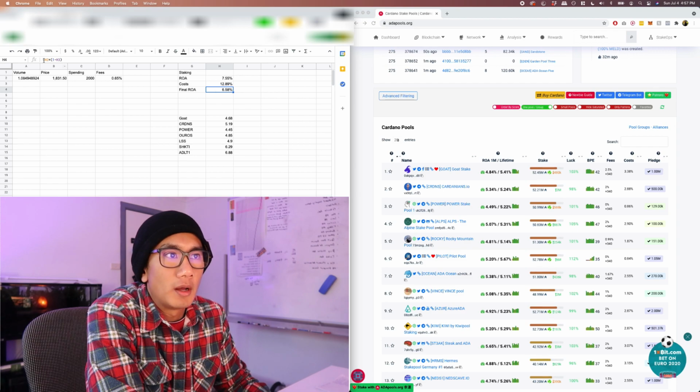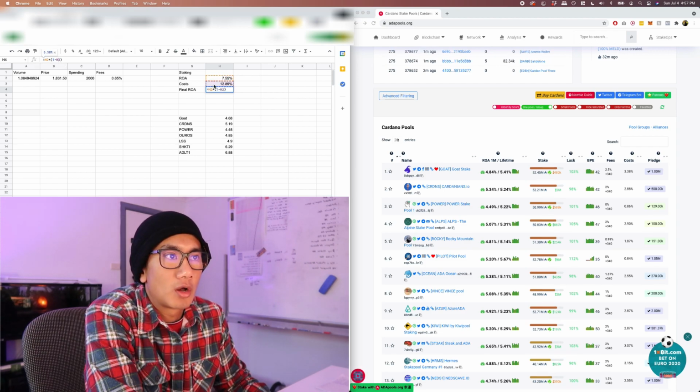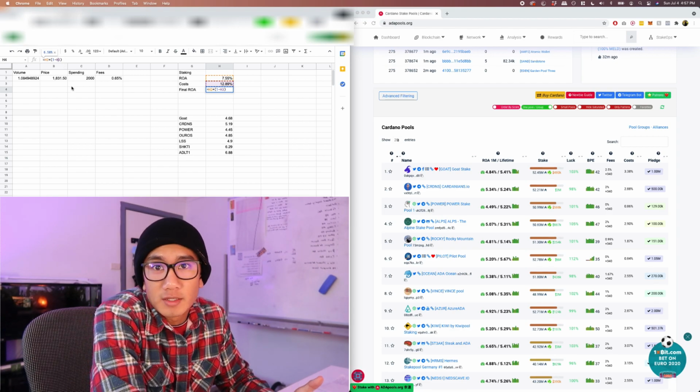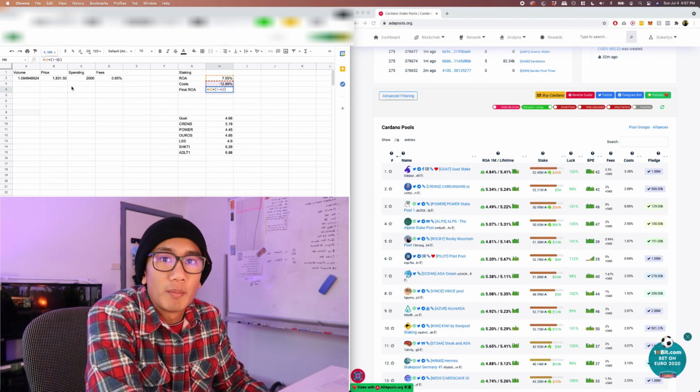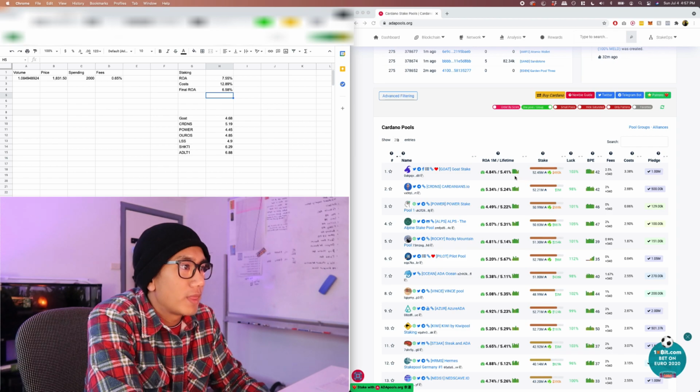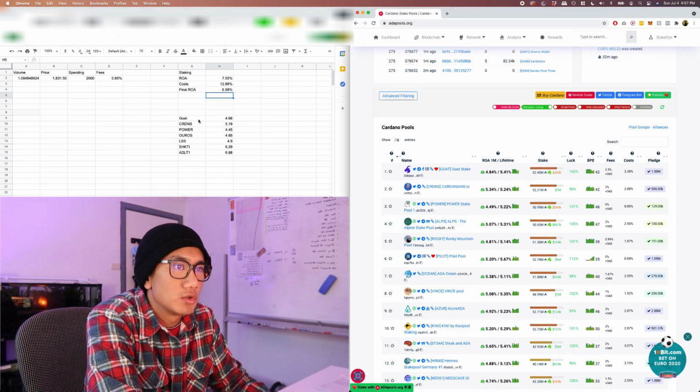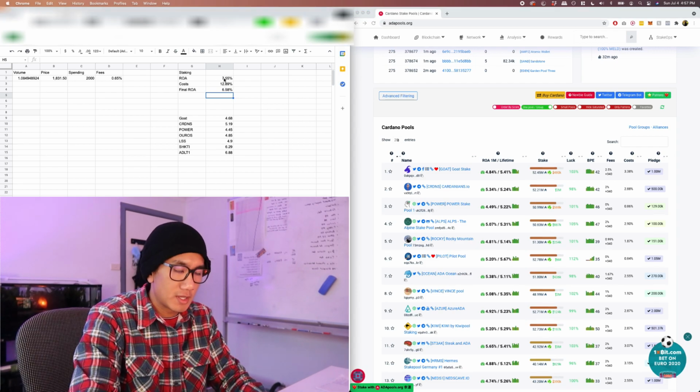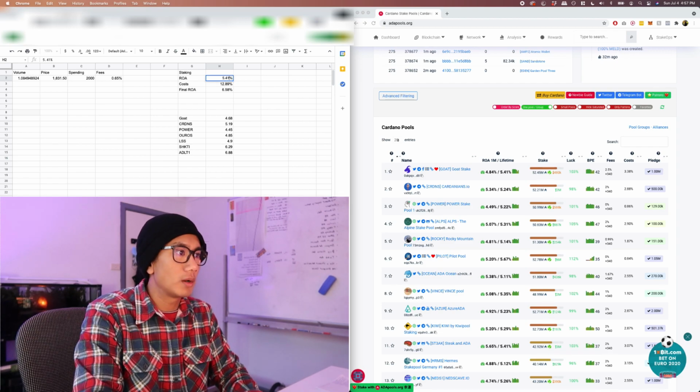Now, this is the formula: ROA multiplied by 1 minus cost. You can copy this formula, though the letters might be different based on where it is. What you want to do is put in, for example, the lifetime ROA. You always want to look at the lifetime ROA because that's more consistent: 5.41.